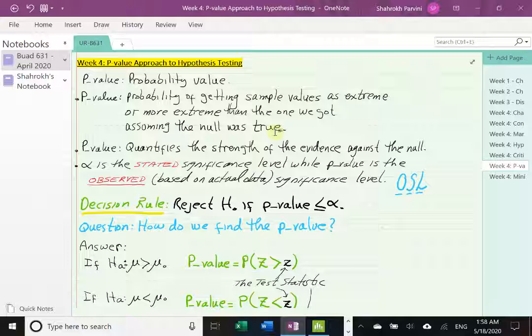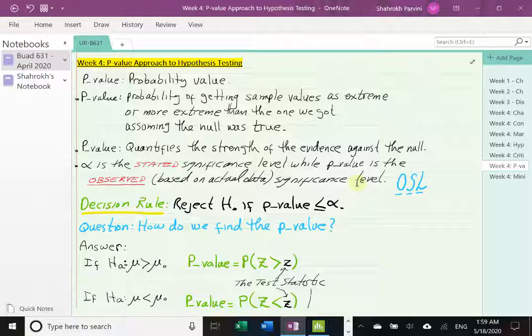Now alpha is what we call the stated significance level, but p-value is the observed significance level based on actual data. Observed significance level, for short, would be OSL. O for observed, S for significance, L for level. So some call it OSL. Now, using the p-value criterion, how do we decide whether to reject or not reject a null? Well, if our p-value is less than or equal to alpha, we reject the null.